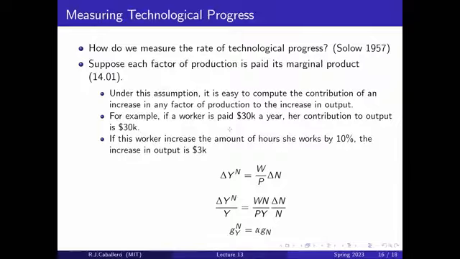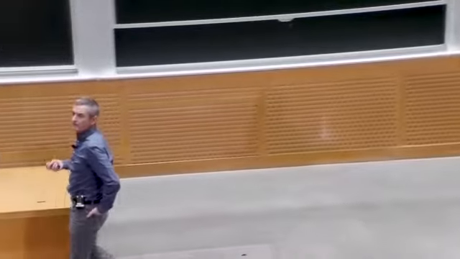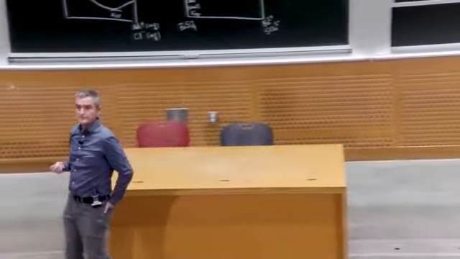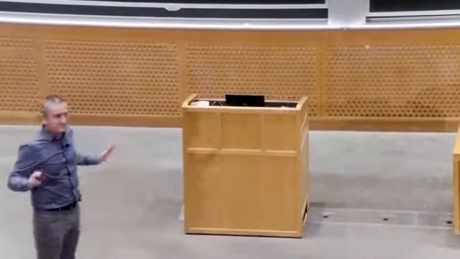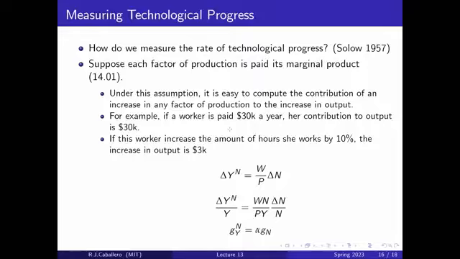And the basic idea that Bob Solow had is essentially something you could have taken from 1401. It's extremely simple. There are some assumptions behind this, but in the basic competitive model, you can compute the contribution of each factor of production to output by the payment it receives. Okay, so under this assumption, suppose that you're spending in workers $30,000 a year.